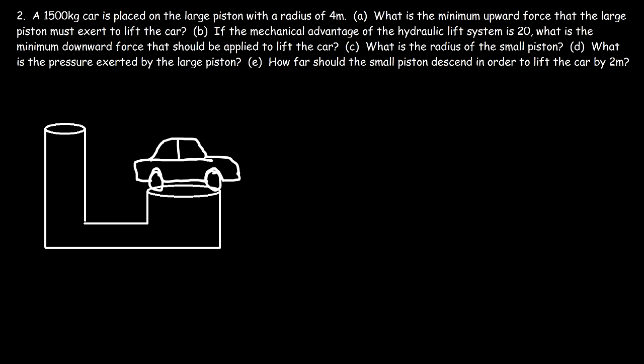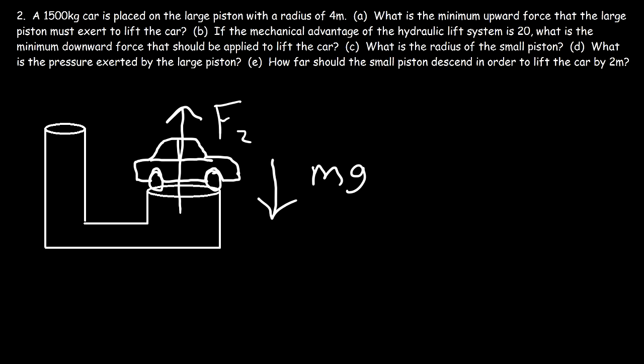So before we start this problem, you may want to pause the video to see if you could do it yourself. So we have a 1500 kilogram car, and it's placed on a large piston which has a radius of 4 meters. What is the minimum upward force that the large piston must exert to lift the car? Now gravity exerts a downward weight force on the car, which is mg. And the piston exerts an upward force, F2, on the car.